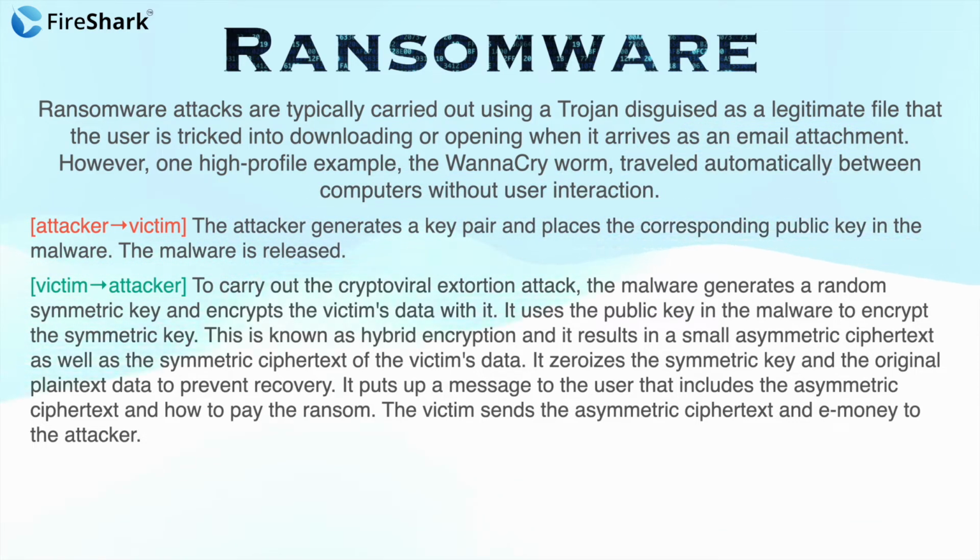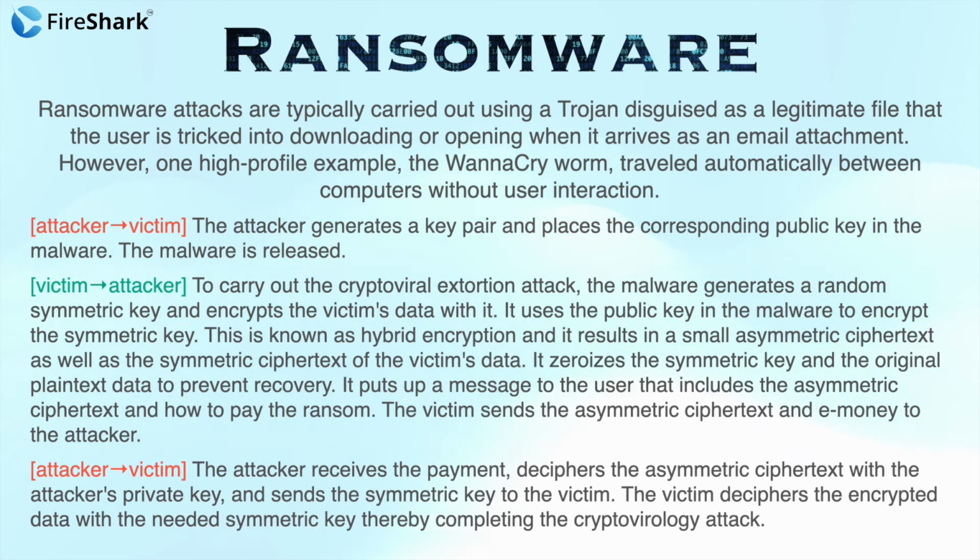It puts up a message to the user that includes the asymmetric ciphertext and how to pay the ransom. The victim sends the asymmetric ciphertext and e-money to the attacker. And lastly, the attacker receives the payment, deciphers the asymmetric ciphertext with the attacker's private key, and sends the symmetric key to the victim. The victim deciphers the encrypted data with the needed symmetric key, thereby completing the cryptovirology attack. Now, in this scenario, the attacker never reveals his private key to the victim.